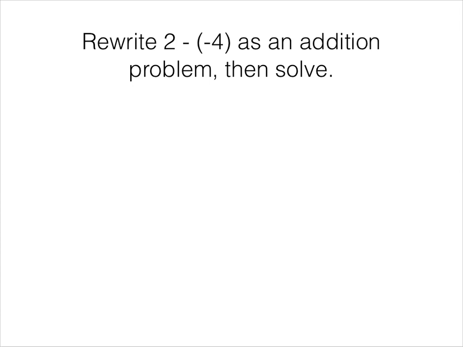Rewrite 2 minus negative 4 as an addition problem and then solve. So again, I'm going to start with my original problem, 2 minus negative 4. I'm going to change down below it. I'm going to change my subtracting sign to a plus sign, addition sign. So I have 2 plus, now I have to take the opposite of negative 4. So the opposite of negative 4, oops, is just going to be positive 4. I put that in parentheses by accident.